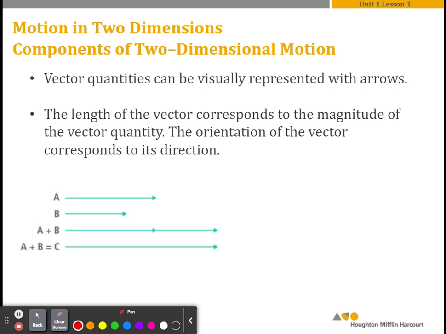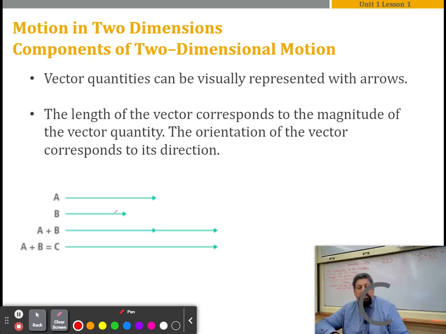Here we see vector A added to vector B. If we want to add two vectors that are in the same direction, we can take vector B and move it. As long as we keep it pointing to the right, in the same direction, we can move vector B to where it is lined up with vector A, to where the head of vector A is in contact with the tail of vector B, and then we can say A plus B equals C.